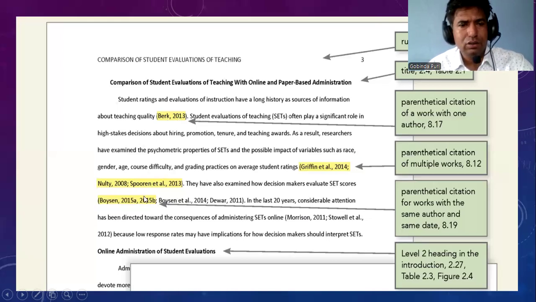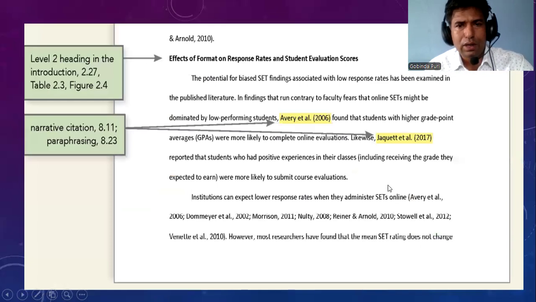And you can see other examples of parenthetical citation over here. And next one, you can see the narrative citation. In the narrative citation, the last name of the author comes out of the parentheses, and the date is given in the parentheses. So this is the example of narrative citation.